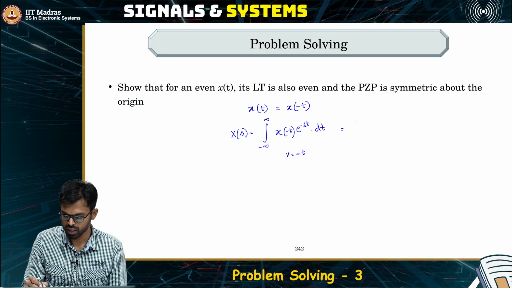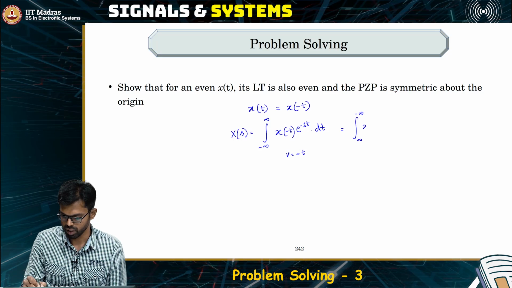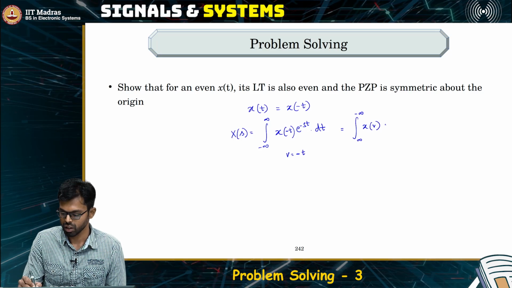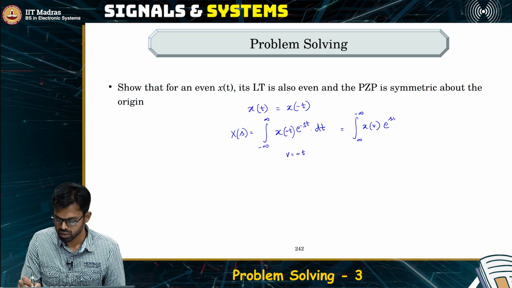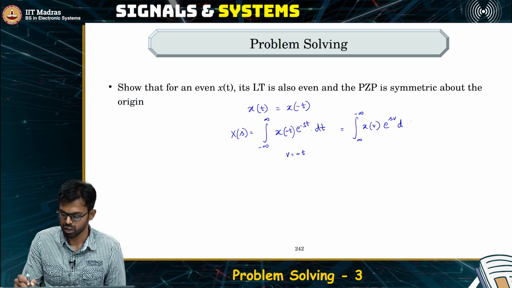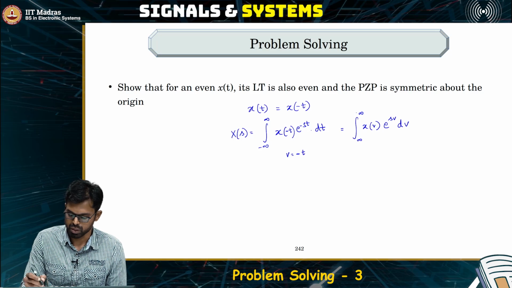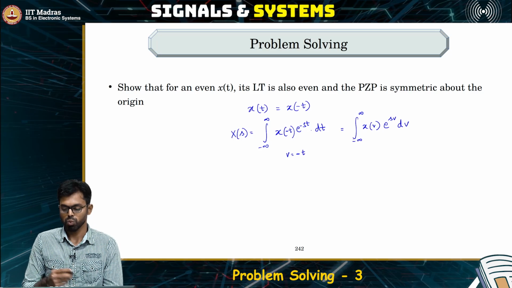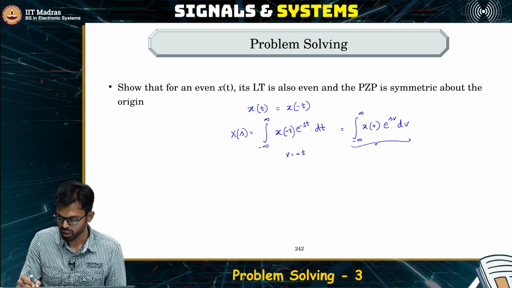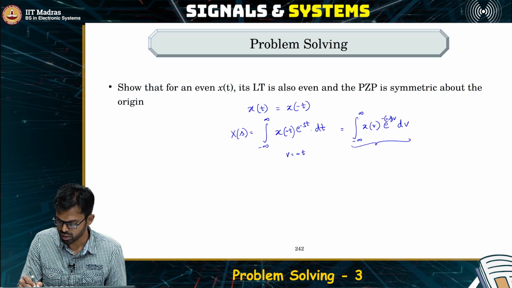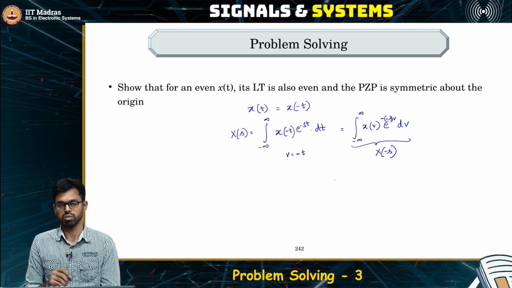If we do that, then the limits change. Then we have x of v e power s v, and dv, there will be a minus which will change the limits back. Okay. So, what is this quantity? Basically this quantity is nothing but minus of minus s. So, this is nothing but x of minus s, or capital X of minus s.